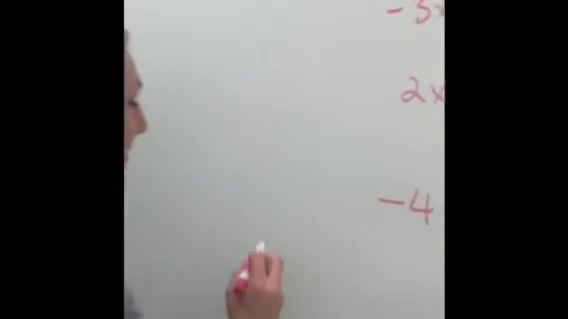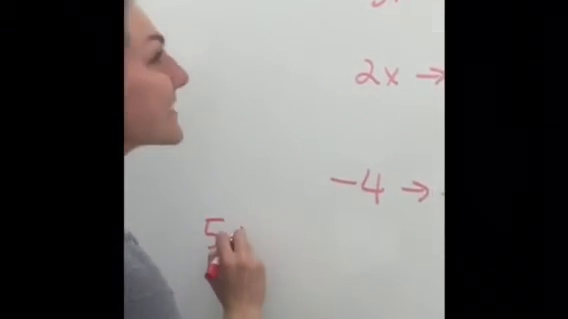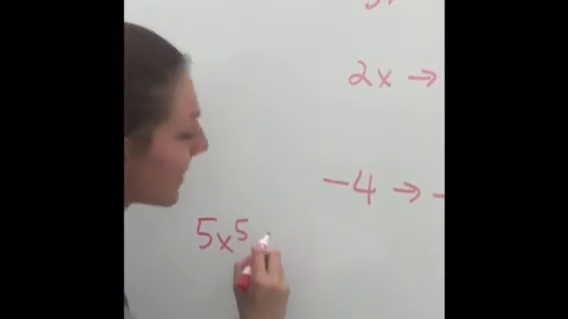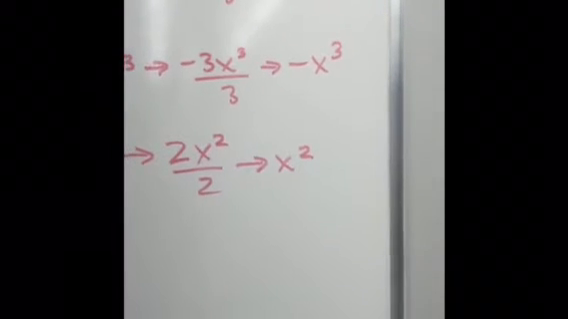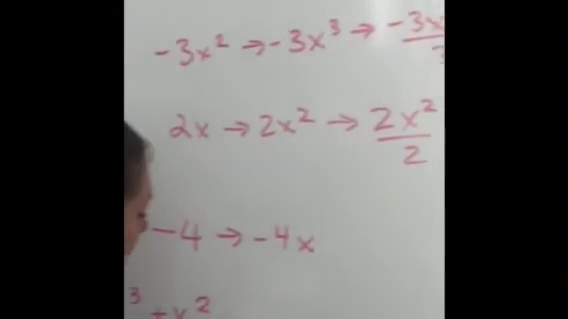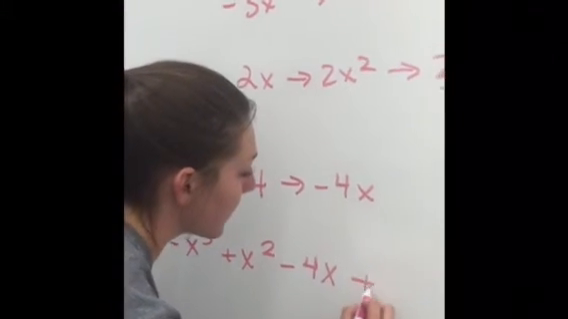We're going to add them all together. So 5x to the fifth minus x to the third plus x squared minus 4x plus c.